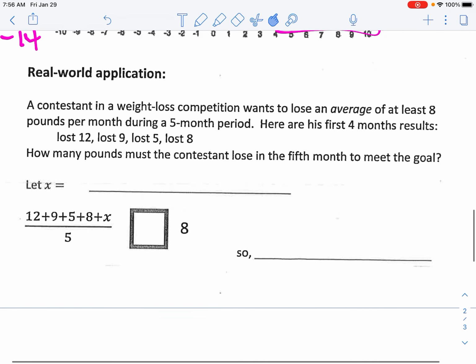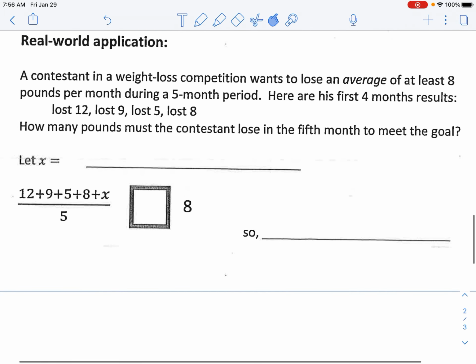All right, last one, real world application. That's why we're learning how to solve inequalities, is to solve problems. A contestant in a weight loss competition wants to lose an average of at least 8 pounds per month during a 5-month period. Here are his first 4-month results. He lost 12, then 9, then 5, then 8. How many pounds must the contestant lose in the 5th month to reach his goal?